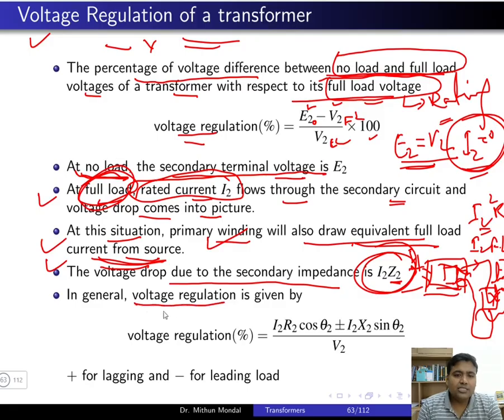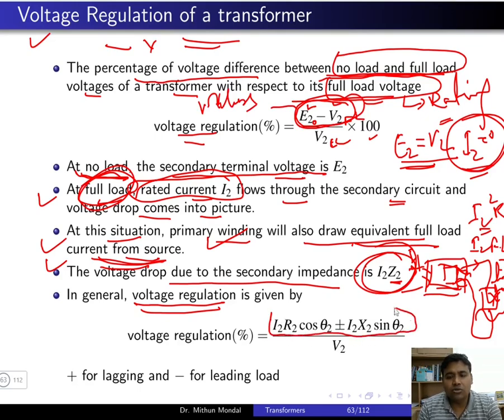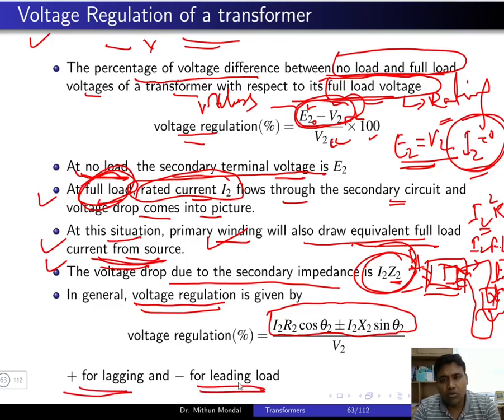So we can determine that voltage regulation is basically the difference E2 minus V2, and that is basically the voltage drop. So what is the voltage drop in the machine? We have calculated that the voltage drop in the machine is I2 R2 cos theta 2 plus or minus I2 X2 sin theta 2, where plus is for the lagging load and minus is for the leading load condition, where the reference we are always setting as the secondary voltage under the full load condition.